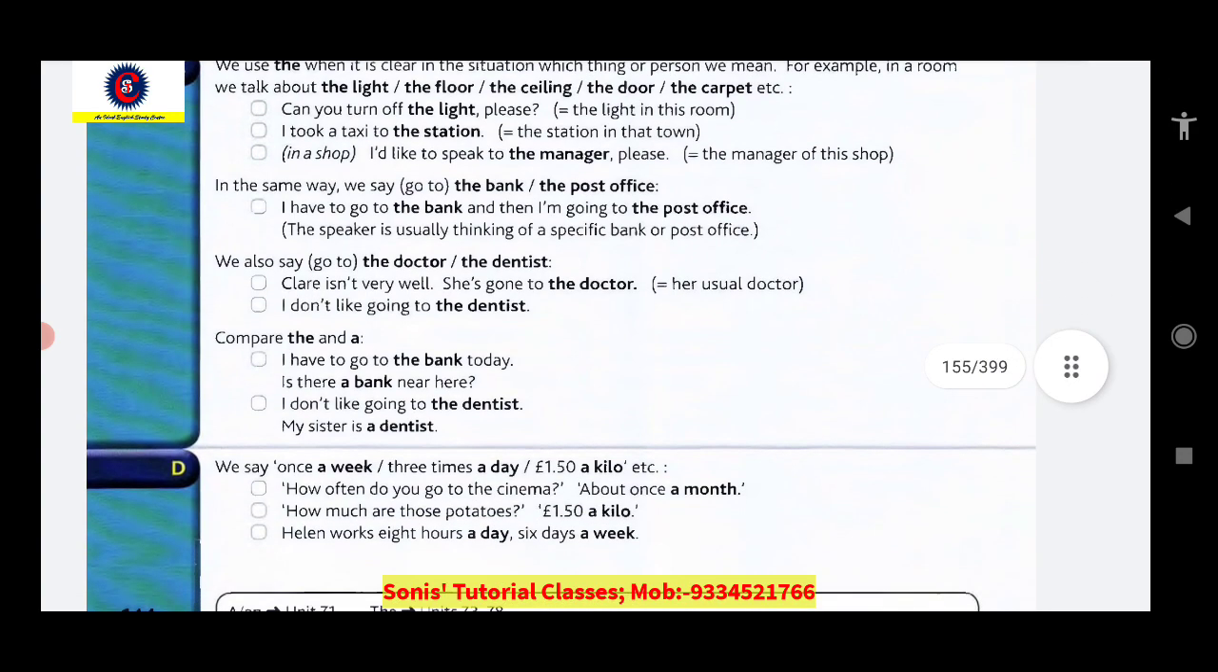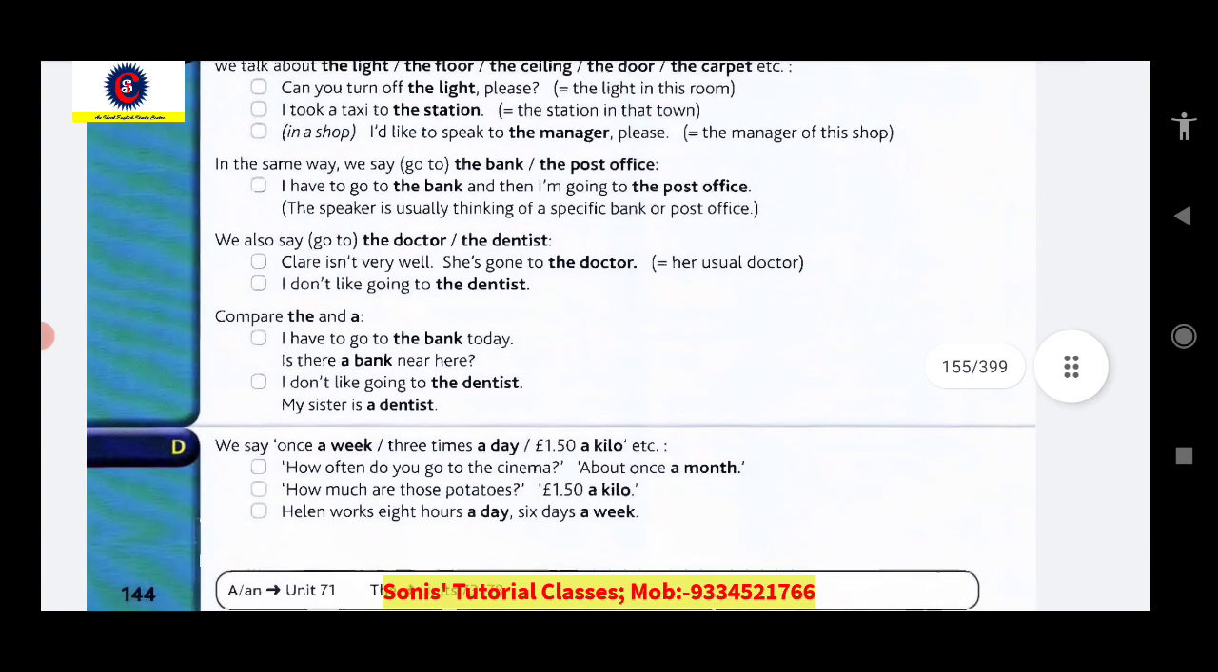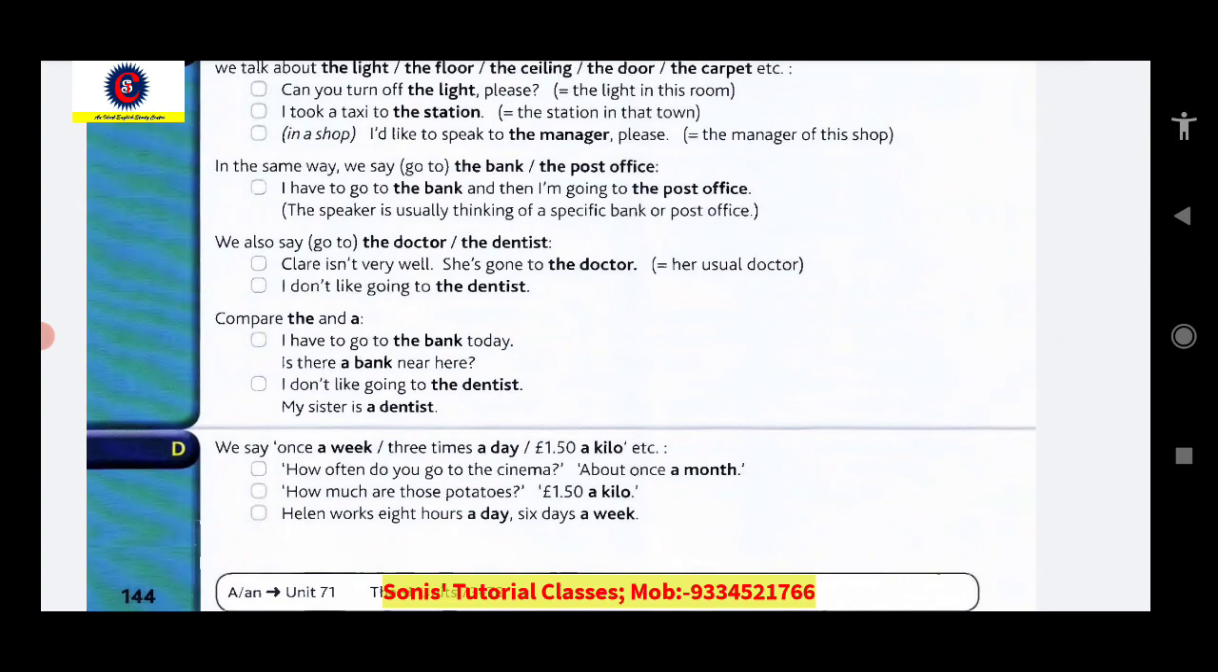So, I have to go to the bank today means which bank? The bank that I have the account with, a specific bank. But if I say, is there a bank near here? It means any bank. I'm not talking about any specific bank. I don't like going to the dentist means the dentist that I generally go to. And my sister is a dentist. Got it?